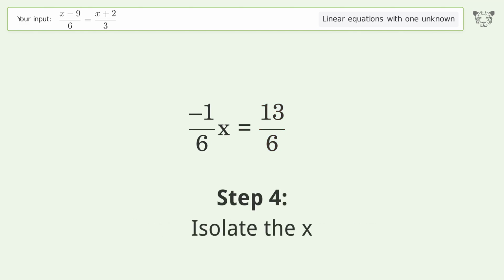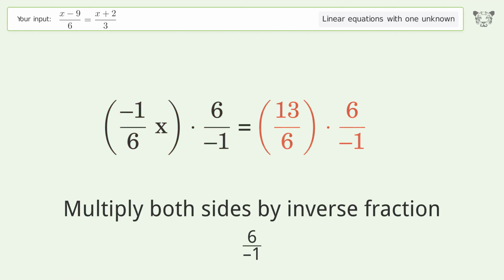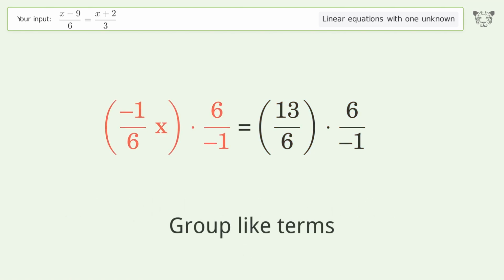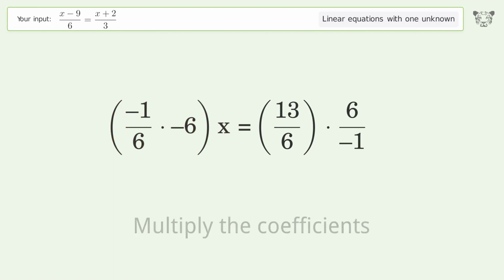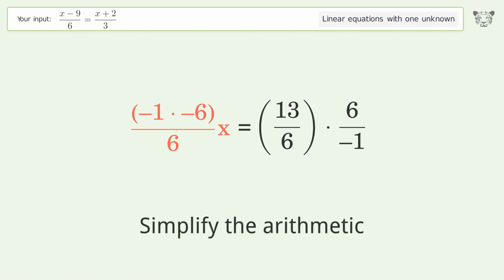Isolate the x. Multiply both sides by inverse fraction 6/(-1). Group like terms. Multiply the coefficients. Simplify the arithmetic.